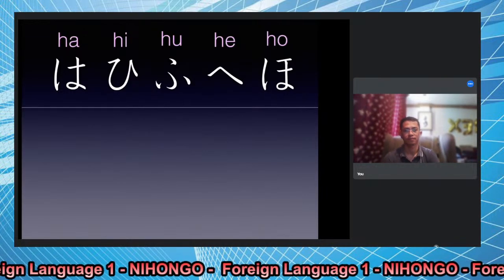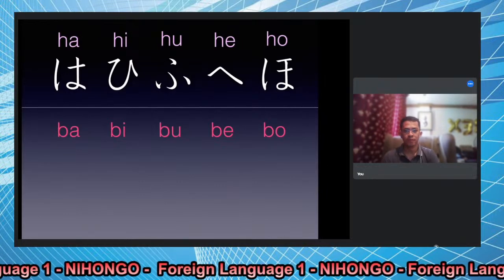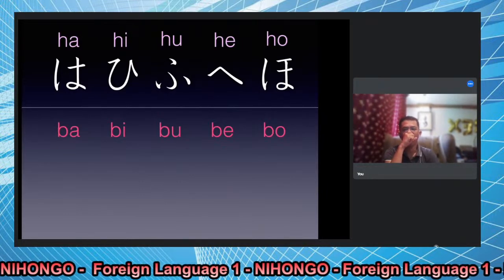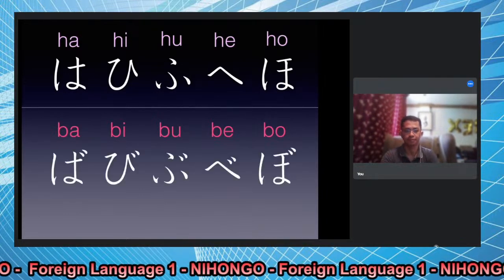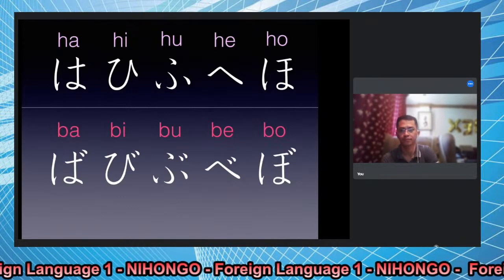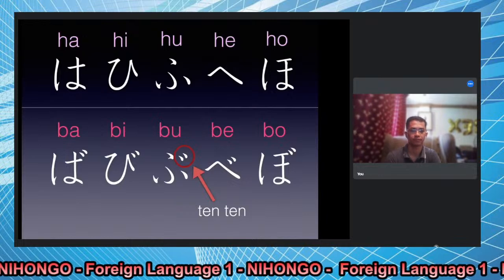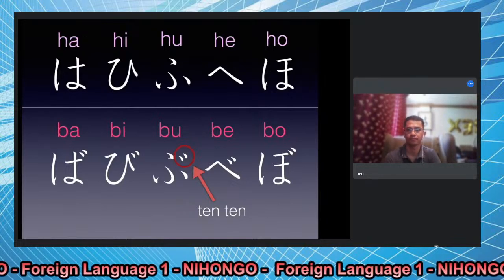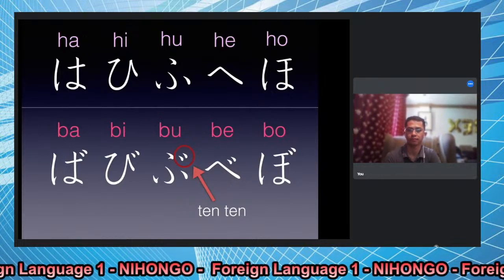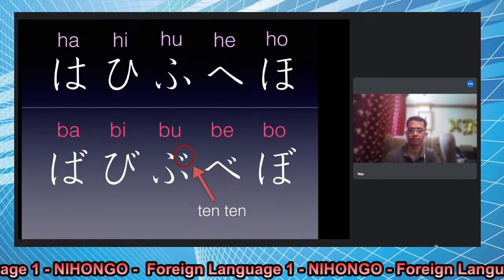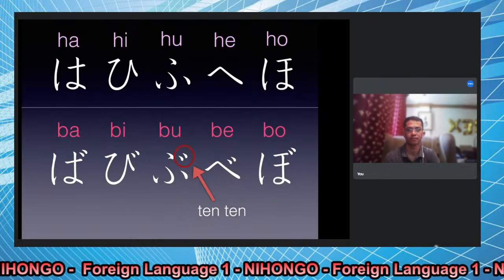To spell the B sounds, ba, bi, bu, be, bo, you use this hiragana, ha, hi, hu, he, ho, and then add ten-ten to the upper right corner of each letter to make them the B sounds. So these are ba, bi, bu, be, bo in hiragana.